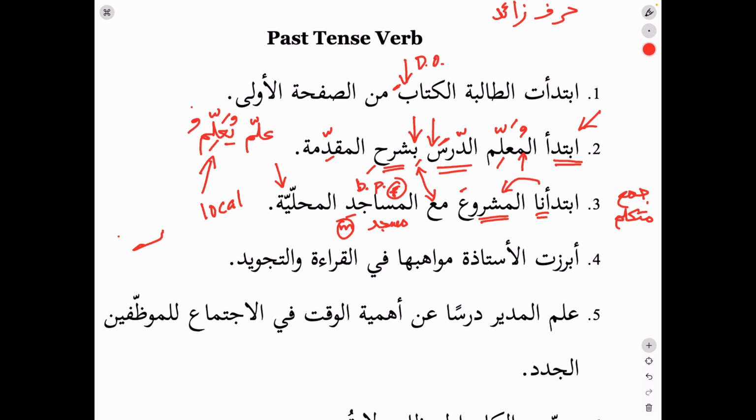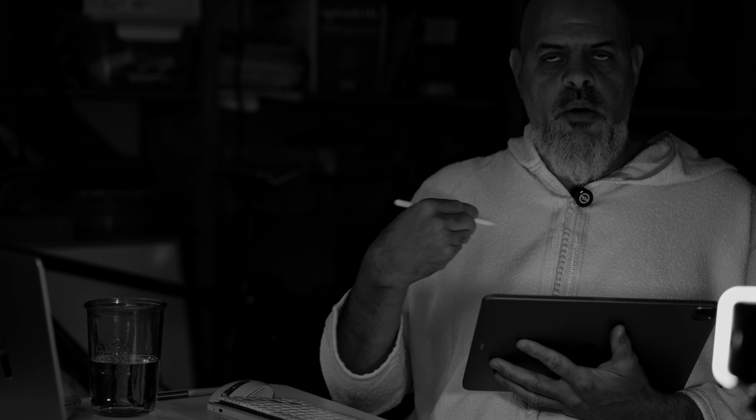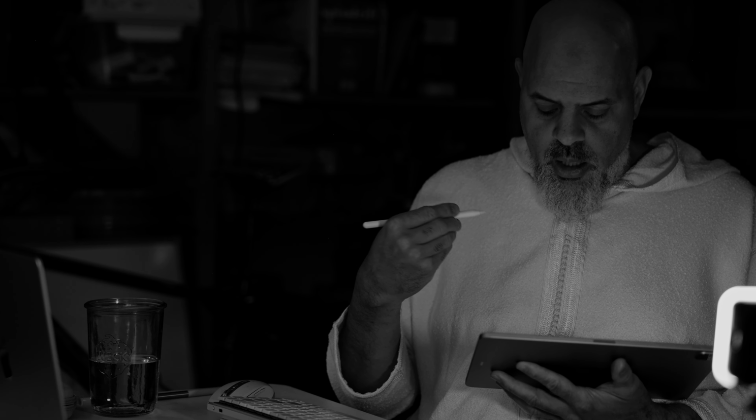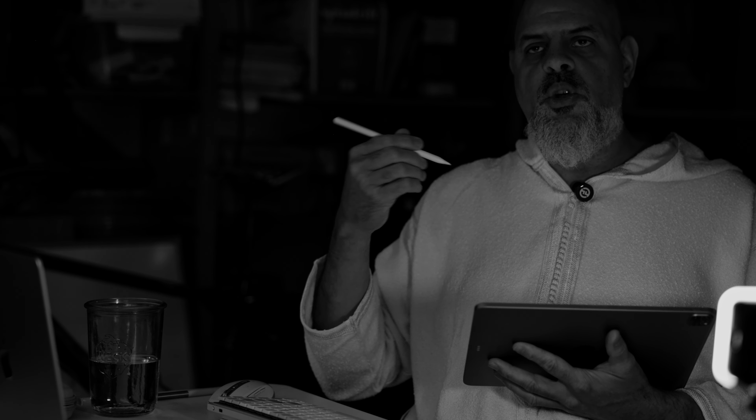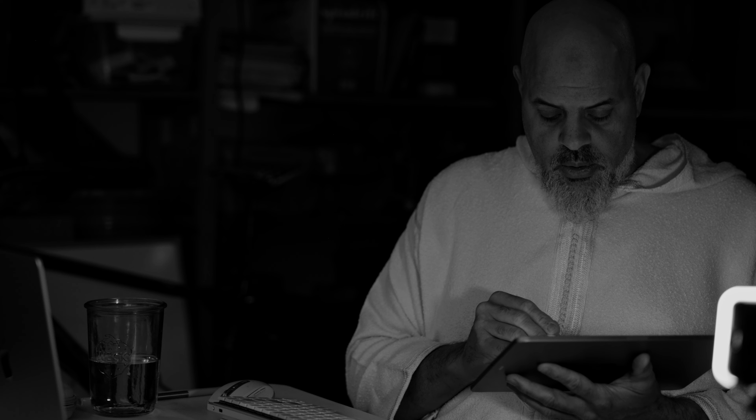except once again, we have our ta on the end. We have to choose between, as we said, what? First person, abraztu. We have to choose between second person, the mukhatib, what? Abrazta or abrazti. And then between the third person, mu'annath, what? Abrazat.